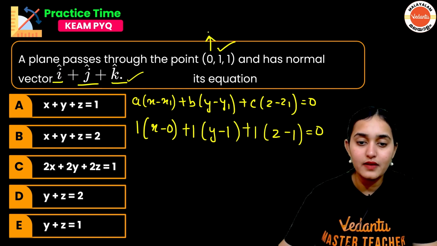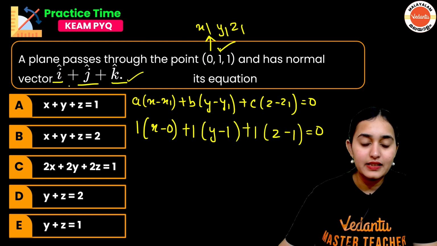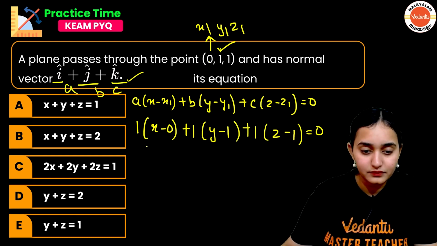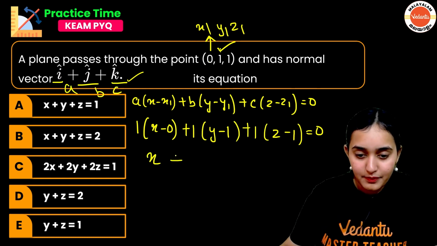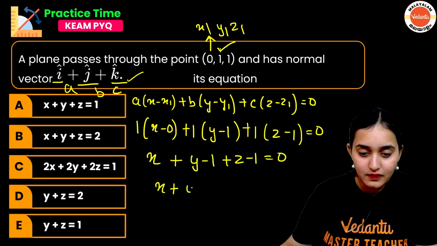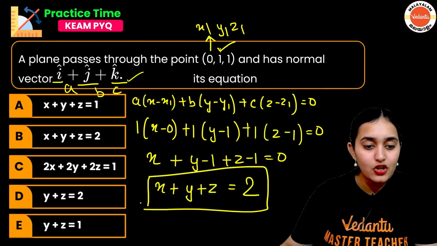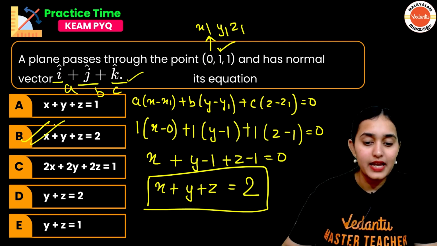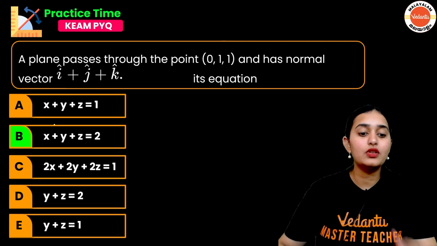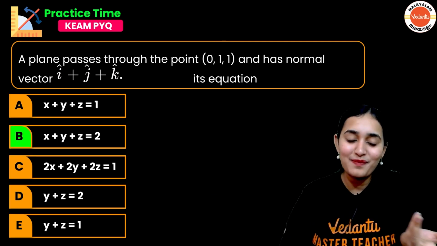Right? This is x1, y1, z1 and this is A, B, C. So you get x plus y minus 1 plus z minus 1 is equal to 0. So x plus y plus z is equal to 2. Which option? This option, x plus y plus z is equal to 2. That's your right answer. Simple.